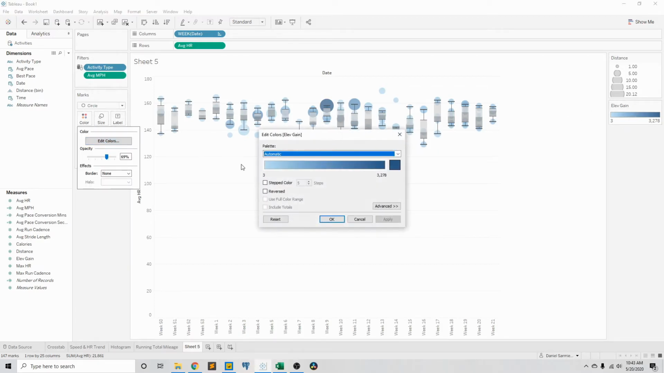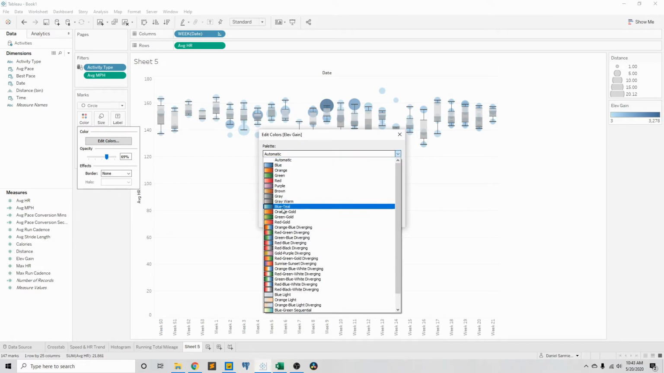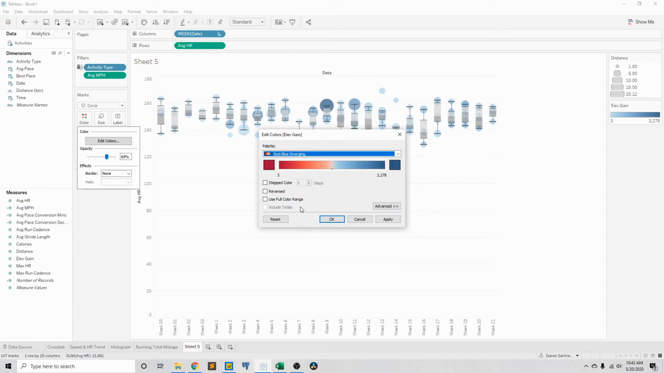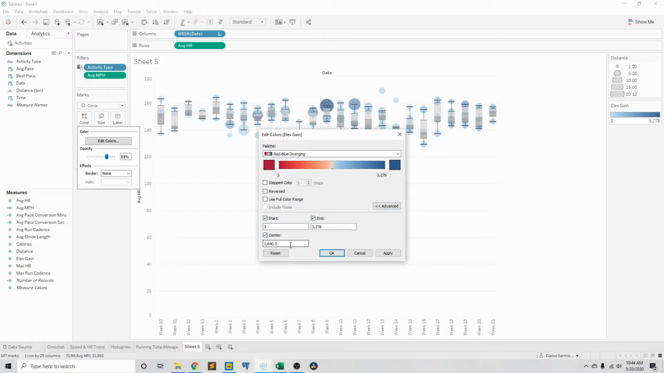I'm going to change these colors. I'm going to use something with an opposing gradient, and I'm going to put blue as the dominant, as this increasing color, and I'm going to use red as the no elevation color. On the advanced fields, I want to change some of these fields just a little bit, because I want this to not represent the center or the middle point between the two values. I want this to represent the median, which is about 140.